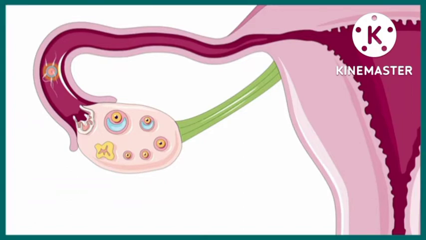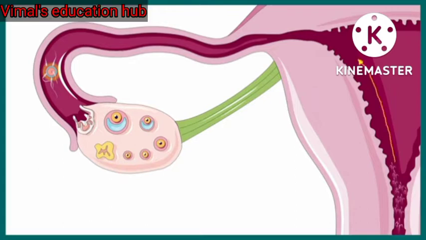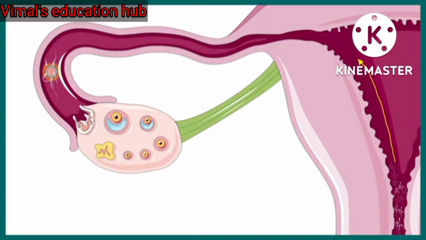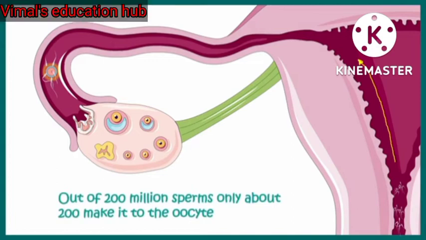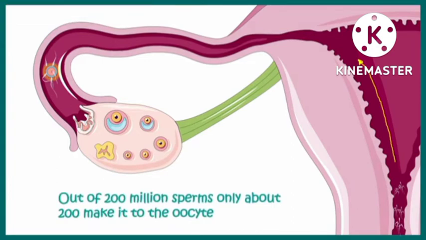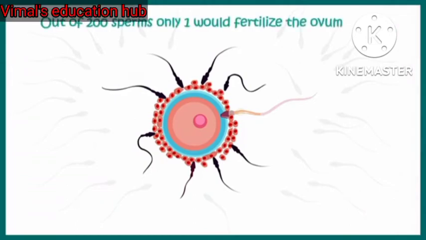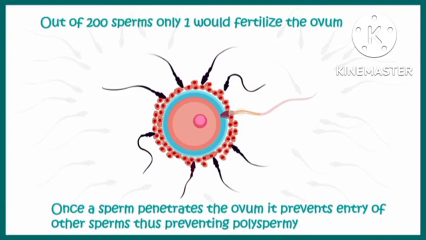It turns out that there are 200 million sperm ejaculated in one round of ejaculation, but only 200 of them survive and make it to the oocyte. Out of these 200, only one would fertilize the ovum, and after successful penetration, it would ensure other sperm cannot penetrate the ovum, and thus it prevents polyspermy.